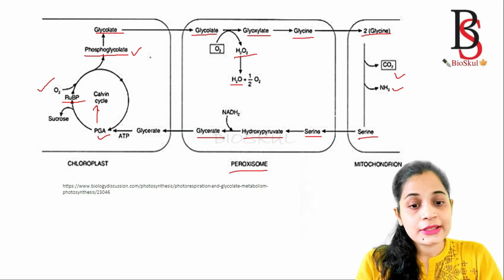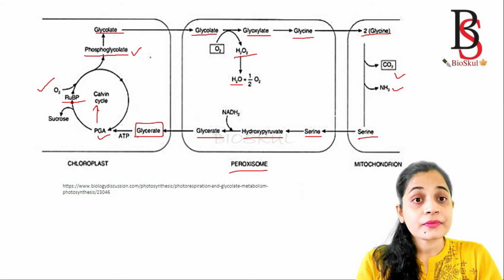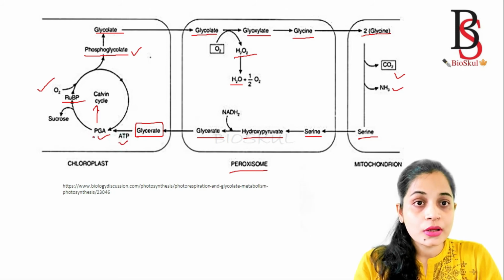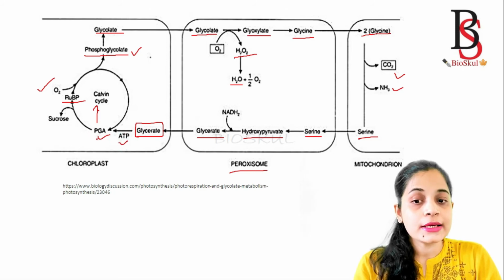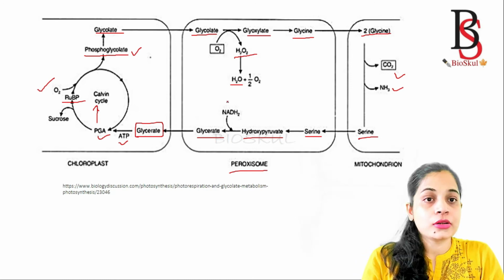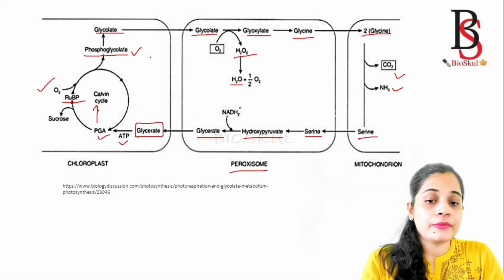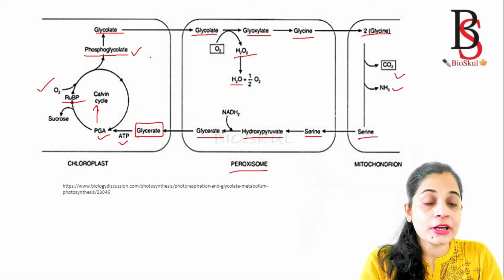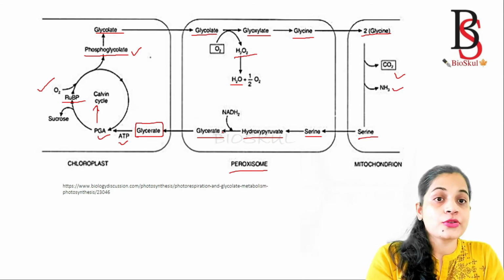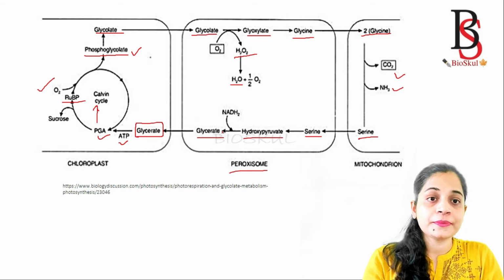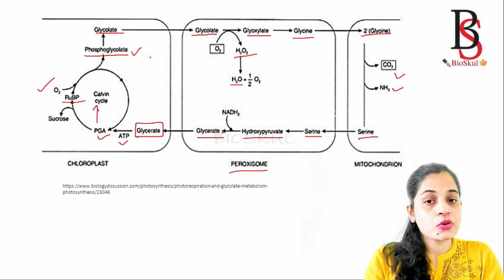And now the glycerate from the peroxisome will be moved to the chloroplast, and in the chloroplast, the glycerate will be phosphorylated in the presence of ATP into phosphoglycerate, and now the phosphoglycerate will enter into the Calvin cycle. So you have to memorize this cycle, because mostly you will get questions like which metabolite moves from the peroxisome to the chloroplast, or which metabolite moves from the peroxisome to the mitochondria. Okay, so let's see the previous year questions.